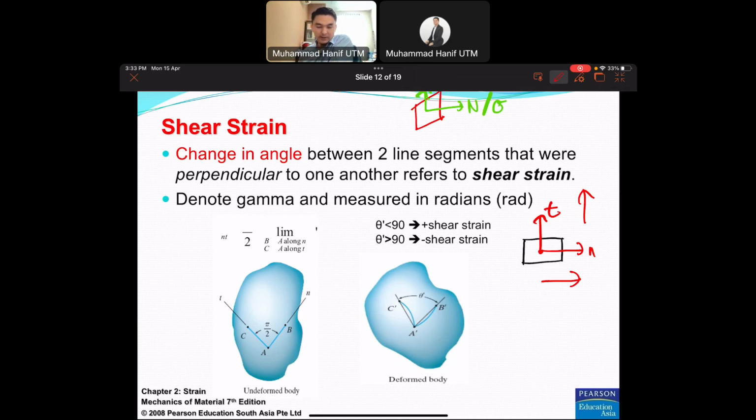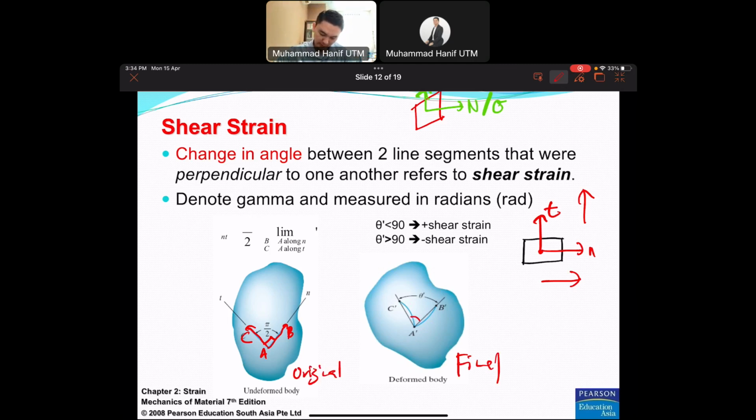And the shear strain is the change in the angle between two line segments that were perpendicular to one another. From this figure, you have A, B, and C here. From A to B is the normal one, and of course A to C should be the tangent one, and this angle should be 90 degrees, perpendicular. This is the undeformed, the original, and this is the final deformed. Once you have the deformed body, the angle will be changed.